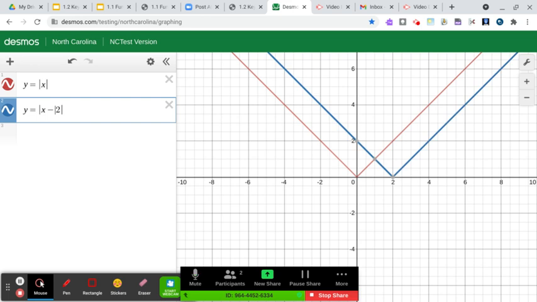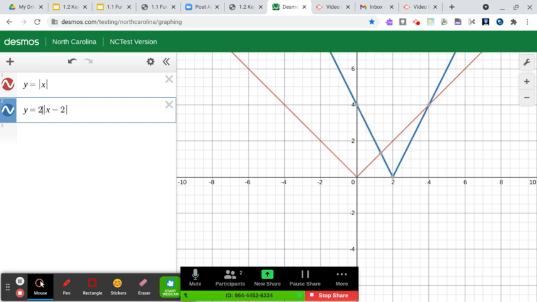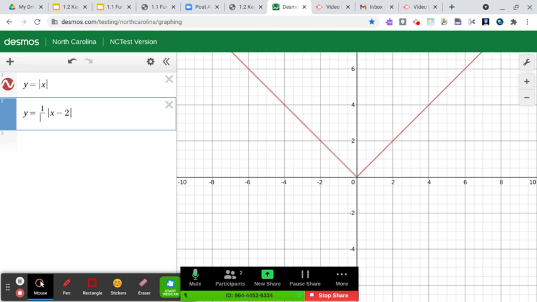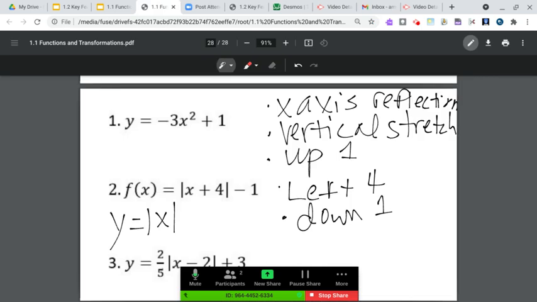And let's say I did, I'm just going to go to the right 2. I'm going to go -2. But if in the front I put a 2, what happens to the graph? It's getting narrower. Yep, it stretches vertically. It's a vertical stretch. But what about if I put 1/2? What happens to the graph? It gets compressed. Yep, it's a vertical compression. Excellent, excellent. It gets wider. Good work. Okay, just wanted to make sure you saw that.